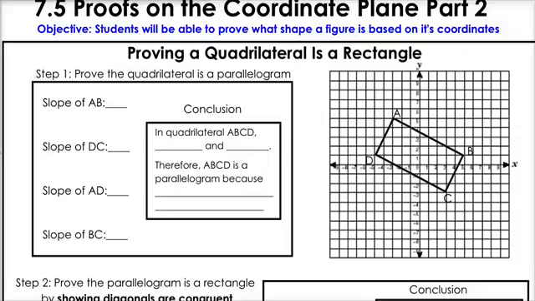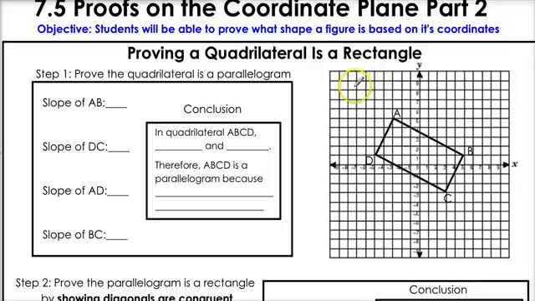Welcome to lesson 7.5, proofs on the coordinate plane part 2. You might remember from the last lesson we were proving that quadrilaterals were parallelograms and rhombuses, and if you're thinking, what's this lesson about? Well, I'll tell you. It's about proving that quadrilaterals are rectangles and squares. Those are the two missing guys that we haven't done yet.